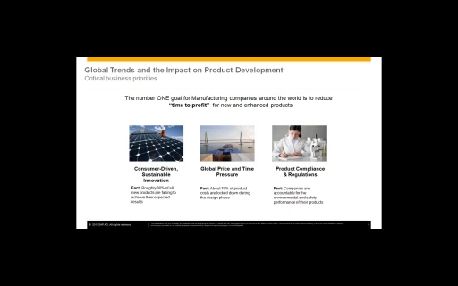A second big trend and challenge for our customers is the global price and time pressure. So how can companies speed up in their processes, in their development, in their whole innovation process to bring products faster to market? And finally, how can they guarantee a high quality product and processes which also fulfill the quality standards and all the regulations and compliance standards which are needed to serve a product to certain markets around the globe.